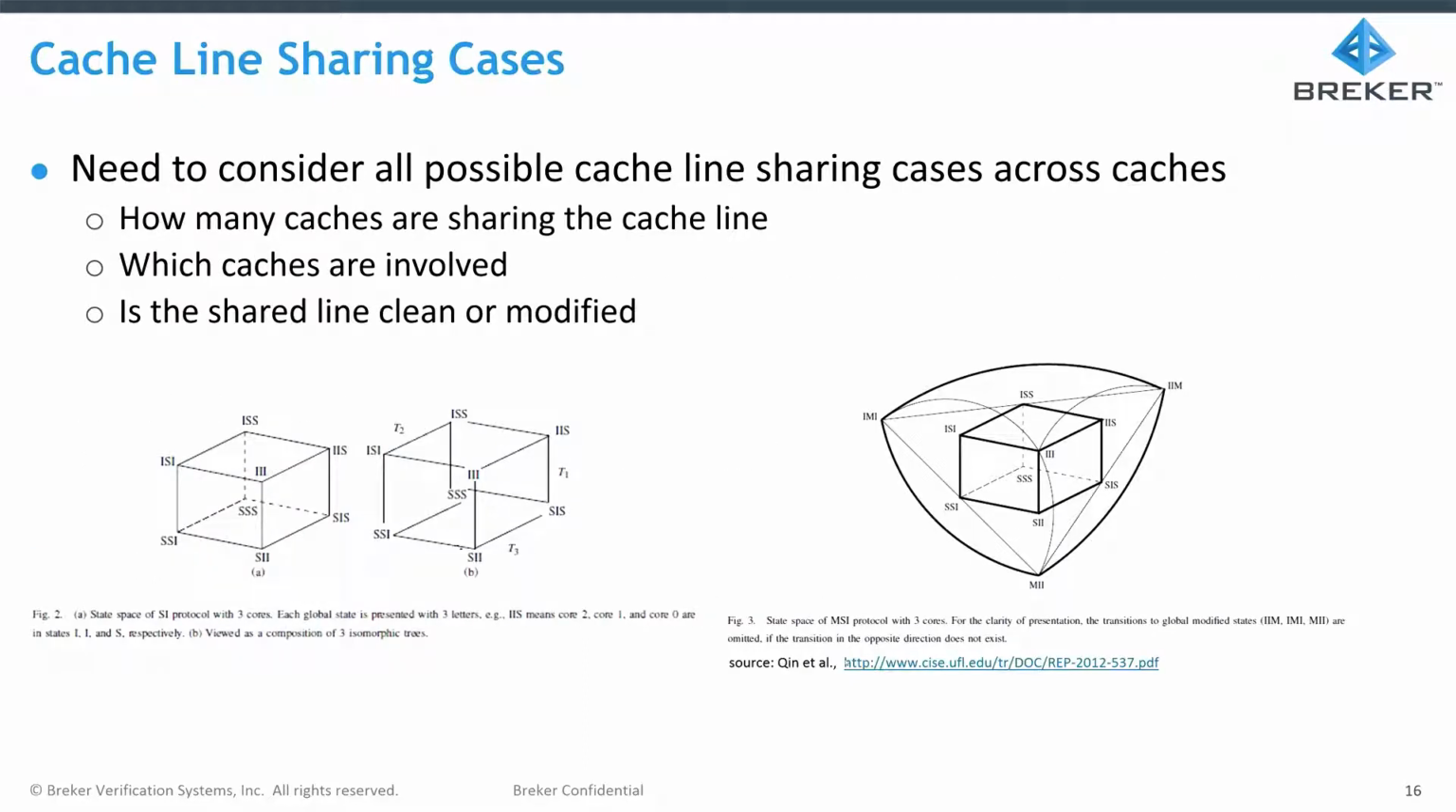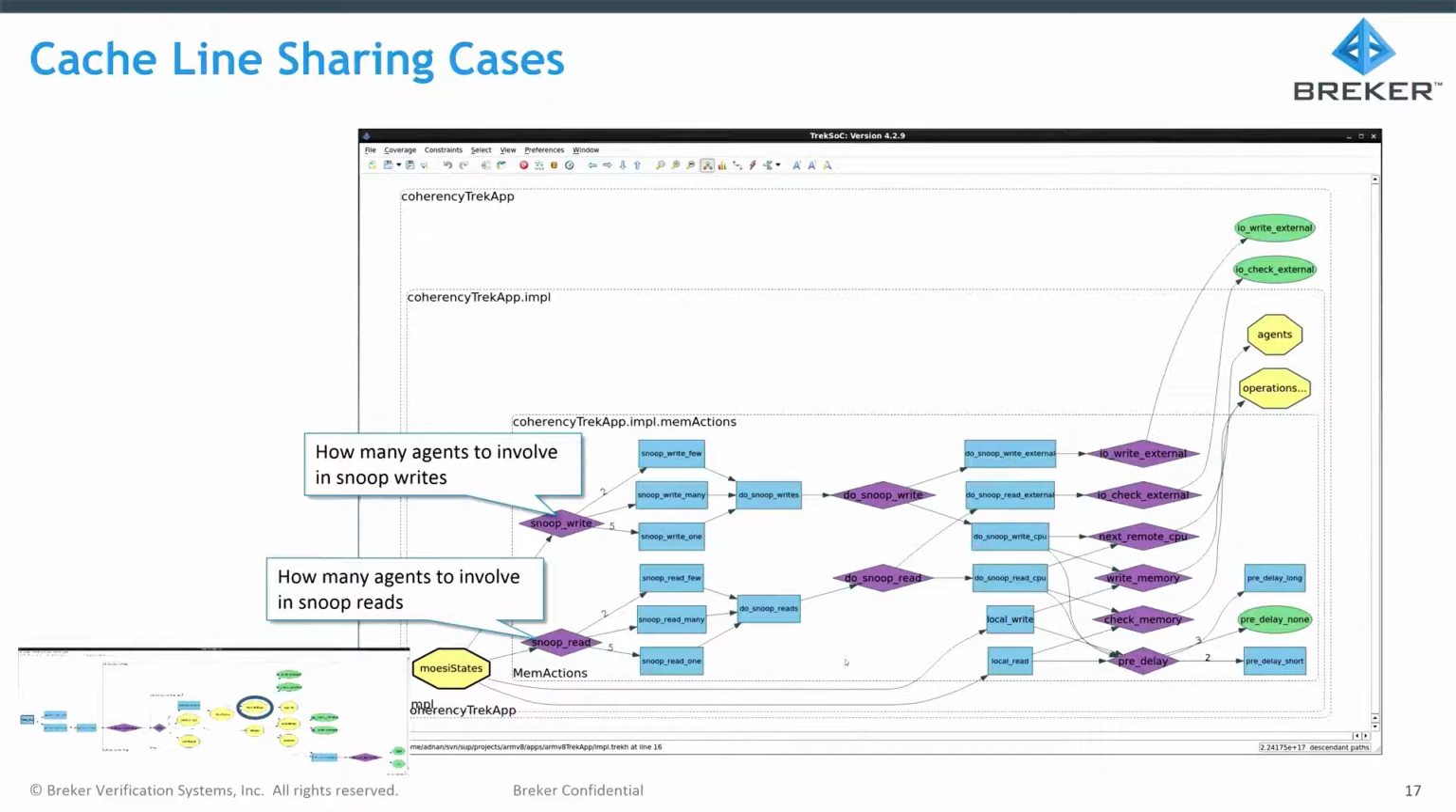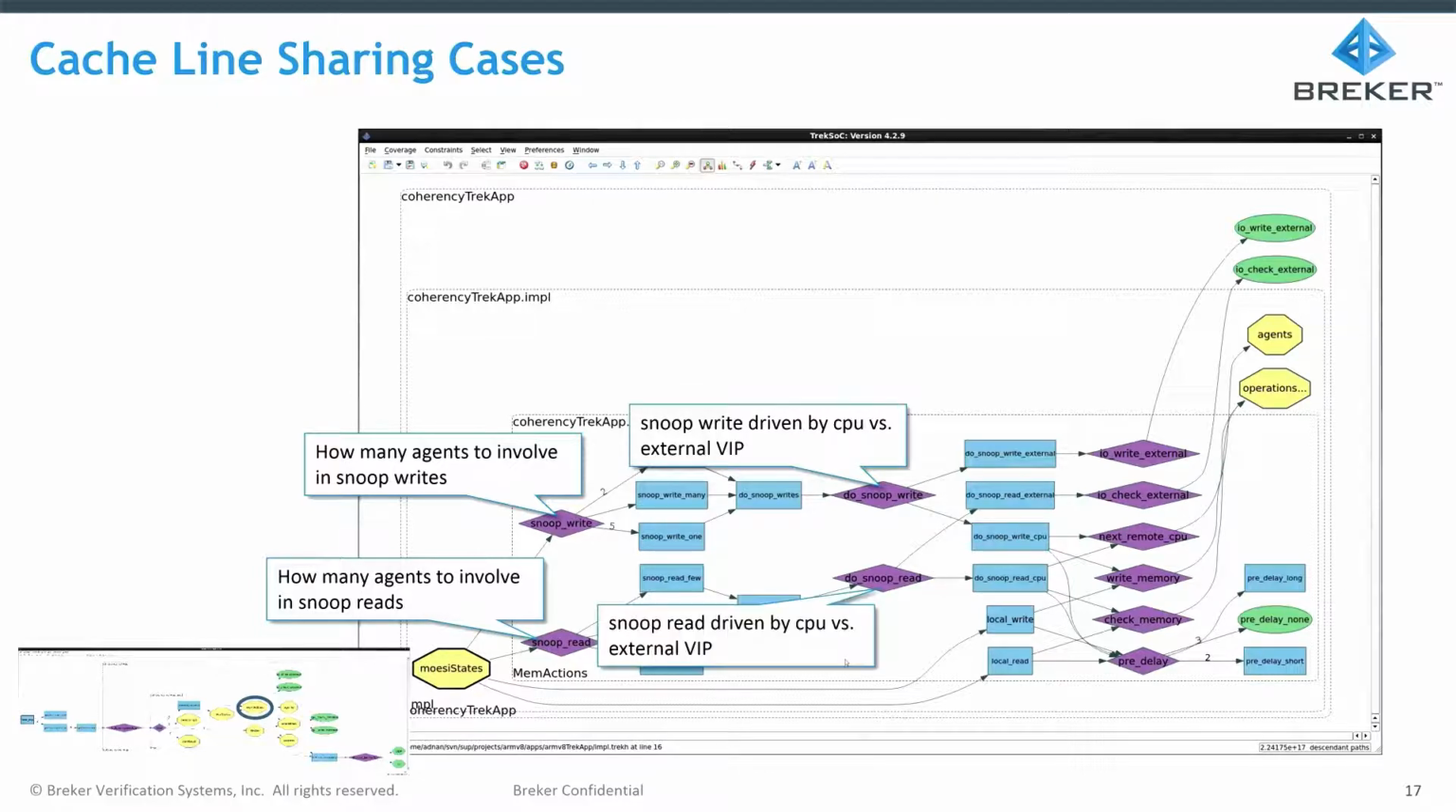Sharing cases. When we have multiple CPUs in a design, it is easy to forget that we have to think about sharing states not only across 2 cores, but across 3 cores, 4 cores, across all the cores, having the data in various different caches and so on. So to that end, built into the graph is specific logic for thinking about how many Snoop agents to trigger on a particular operation for reads and writes, whether these Snoops come in from other CPUs or from external interfaces such as a VIP or a third-party master and so on.